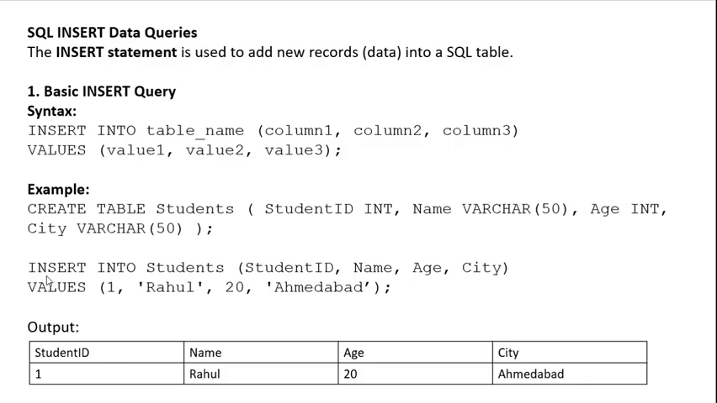Now write the insert query: INSERT INTO the table name student, and inside brackets the column names: student_id, name, age, city. The four columns are used, then close the brackets and write VALUES. Inside the brackets give first the ID as 1, then the name in single quotes as a VARCHAR string value, Rahul, and the age as an integer value, 20, and the city as a VARCHAR in single quotes, Ahmedabad. So in the output the columns and the values are matched.